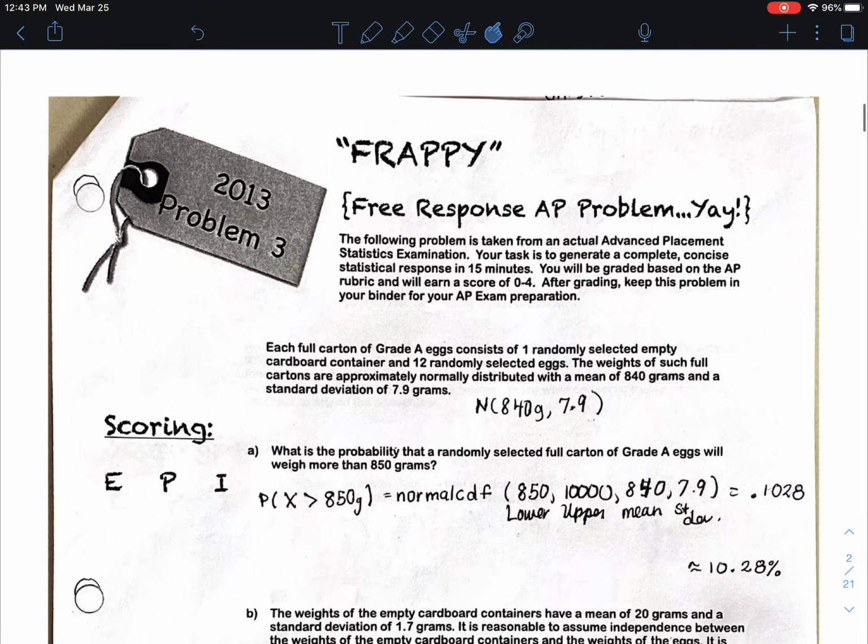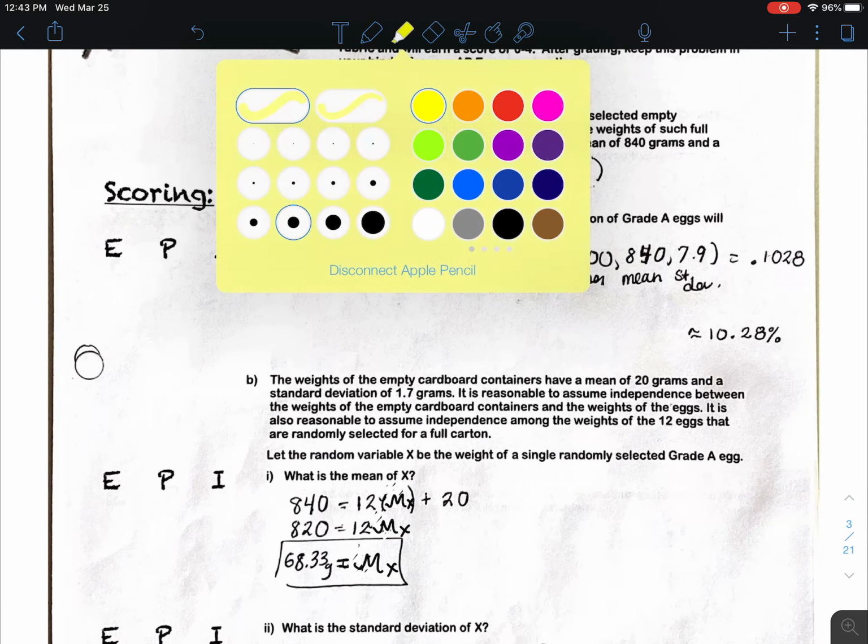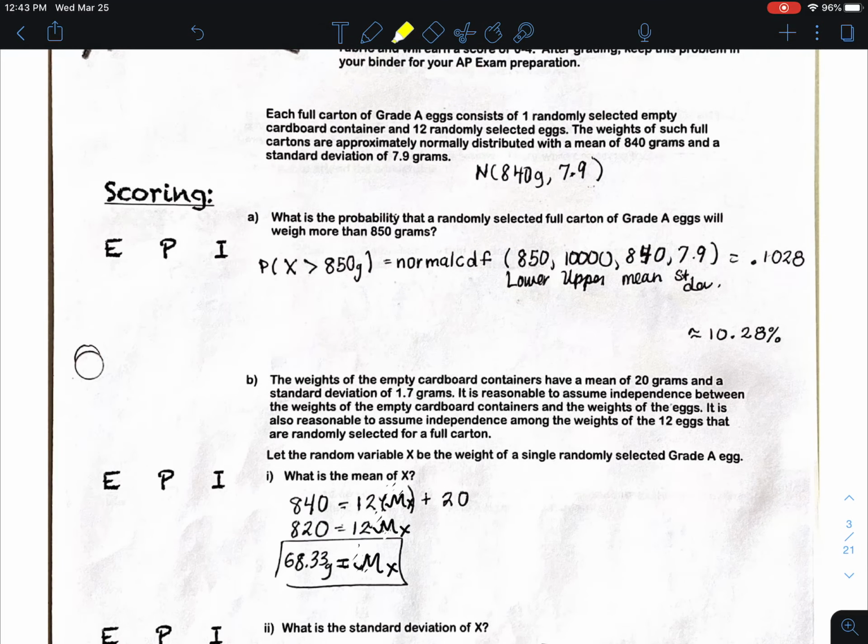Okay, this one was talking about the egg cartons. It mentions up above here that a full carton of eggs that has an empty cardboard container and 12 eggs in it is normally distributed with an average weight of 840 grams and a standard deviation of 7.9 grams. That's all summarized right here.